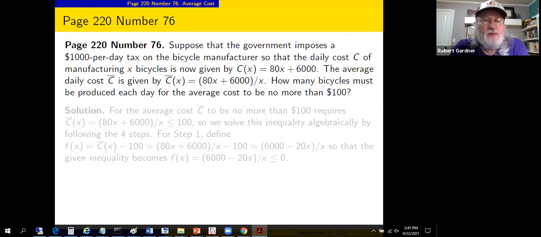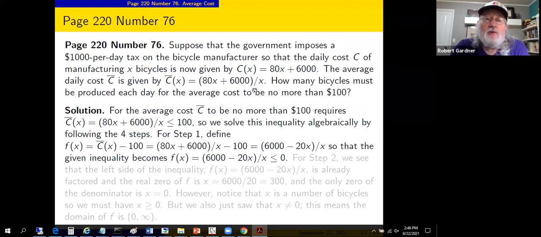How many bicycles must be produced each day for the average cost to be no more than $100? Average cost, here's the function, no more than $100. That's an inequality question. We want the average cost to be less than or equal to 100. Here's the average cost function. So what we want is average cost as a function to be less than or equal to 100.